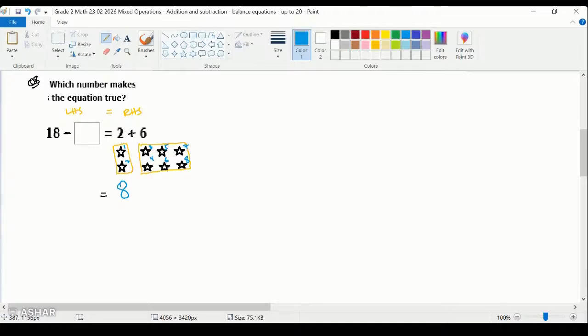Perfect. On the left hand side, they're saying 18 minus something, 18 minus a number should be equals to 8 also, right? Because we are saying the left hand side of the equation is equals to the right hand side.